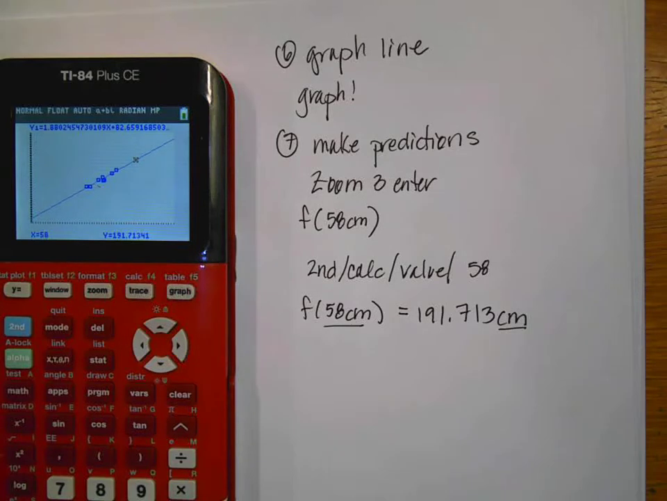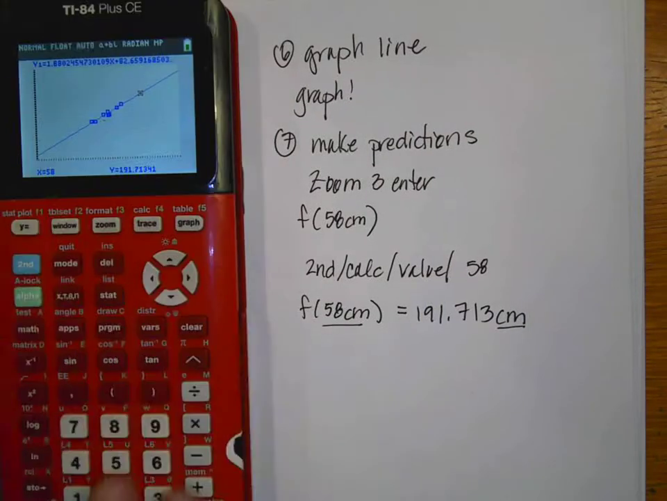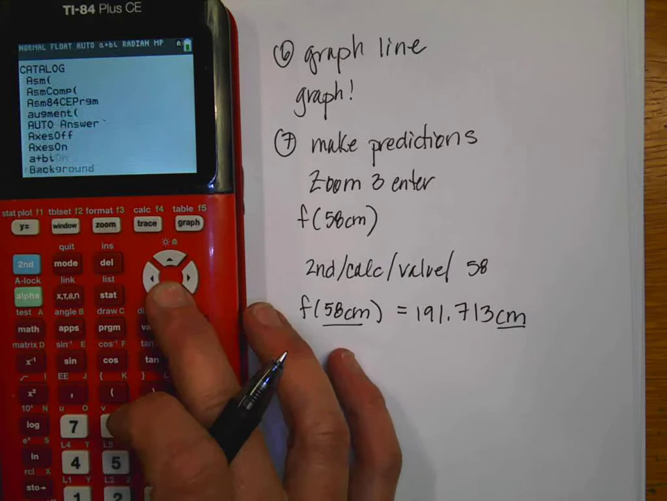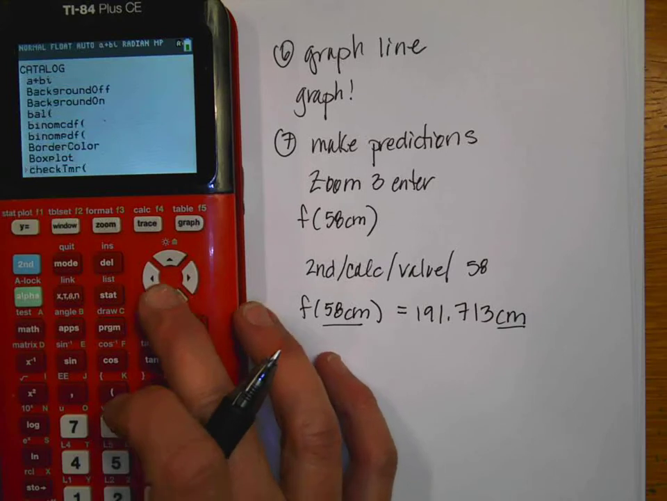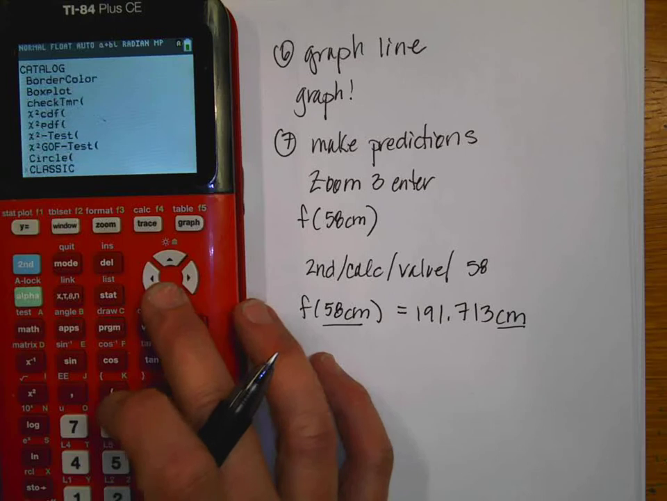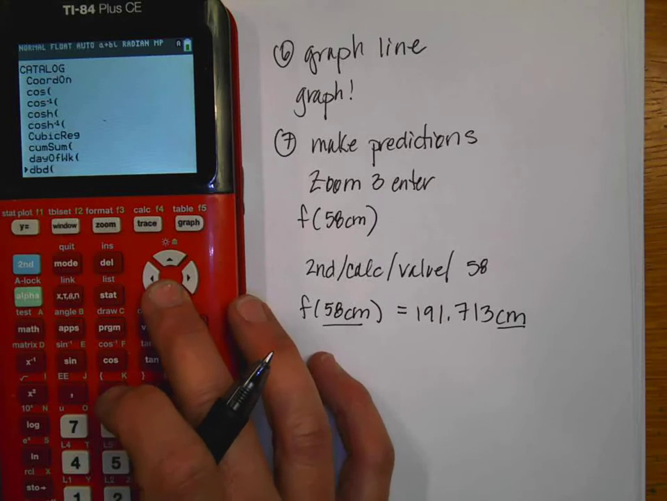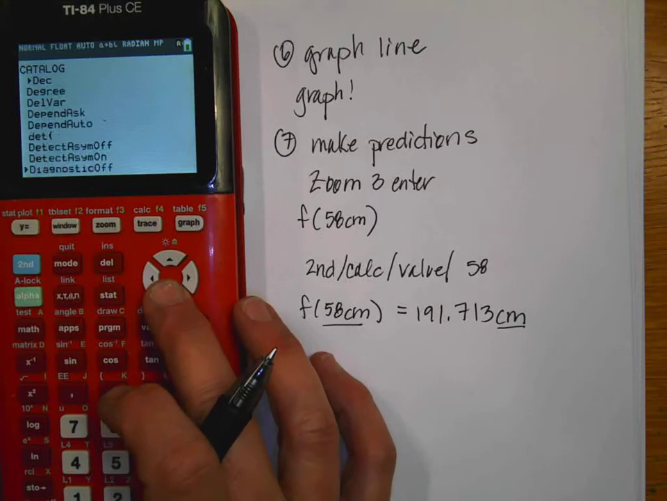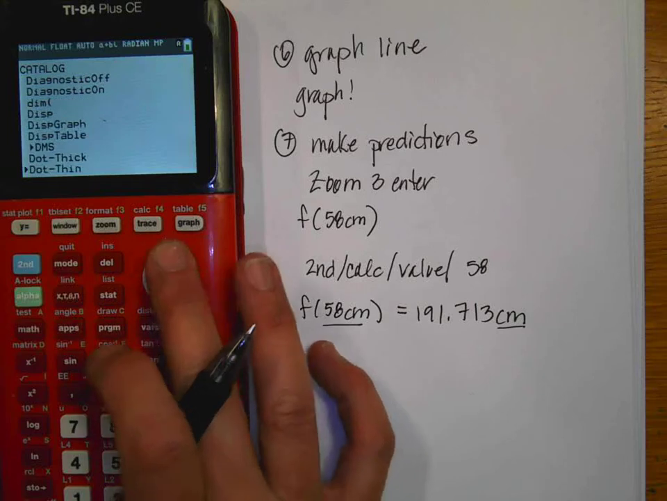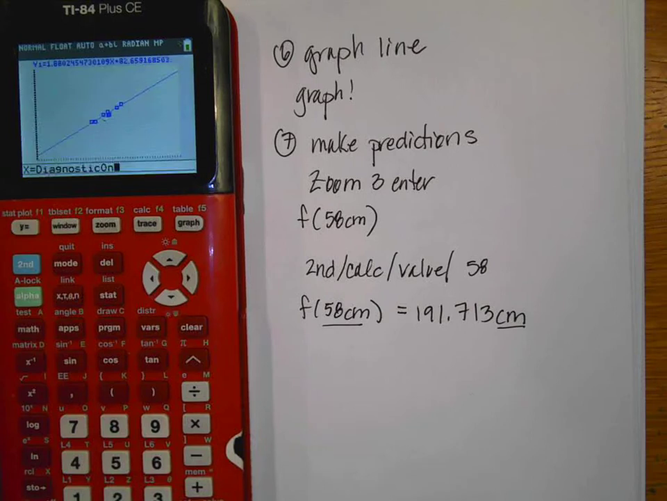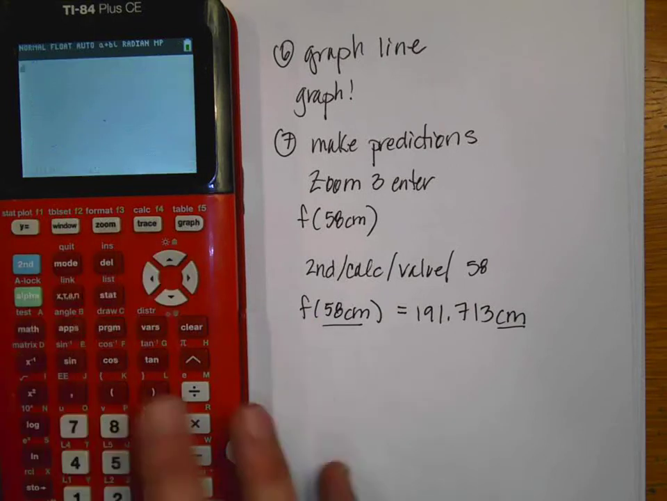So before we finish for today, we're almost done. Let me show how to turn your R on in case it's not. So I'm going to go second catalog, and then I'm going to scroll down to the R's. Actually, I lied, it's to the C's. Keep going, coordinates. Oh, maybe it is R. I lied. It's right there, diagnostics.